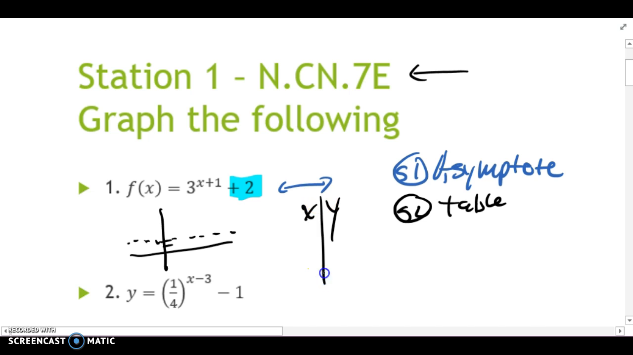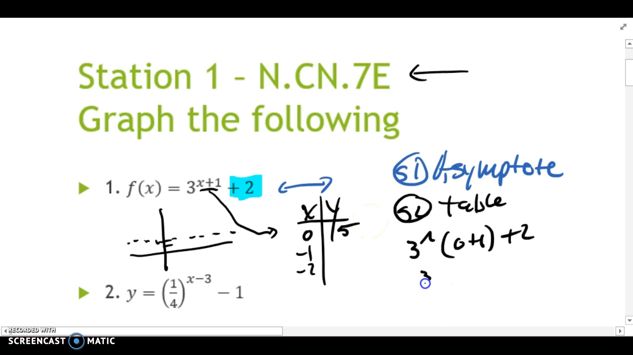We have an XY table, and then this number we're going to switch. So it's going to be -1. And then I like to do one above it and one below it. So that's a little different with logarithms. And then we're going to put these in and solve them out. So if I was using the calculator, I'd do 3 to the power of 0 plus 1 plus 2, and it'll give me 5. Put a -1 in, and it'll give me 3. And then I put a -2 in, and it'll give me 2 1/3. Okay? So after that, we plot our points, and then we draw our graph and do our domain and range.